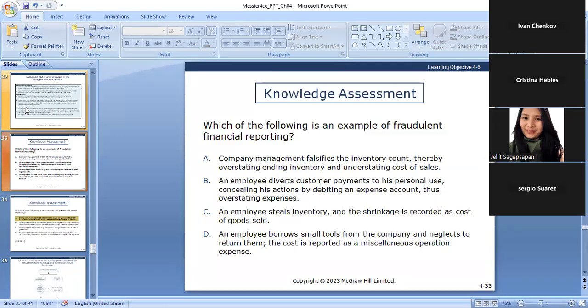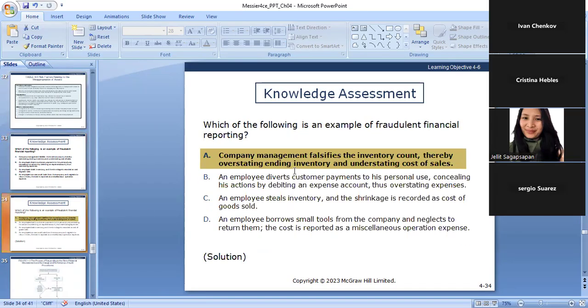It's letter A, Prof. The falsification of the inventory count, since there is an intention of material, I mean recording of the account. B is unintentional. C is unintentional as well. Recorded in D is unintentional. So just errors for B, C, and D. Yeah, the letter E is the correct one.